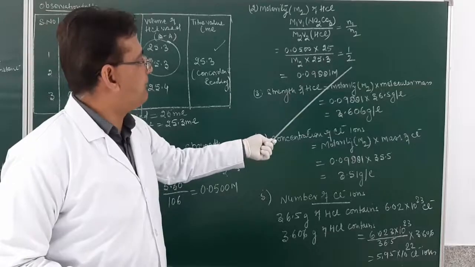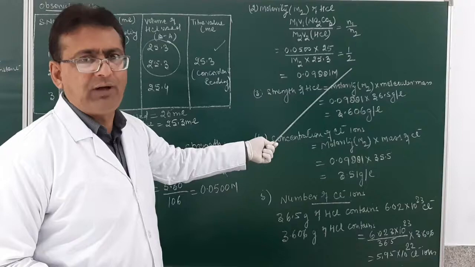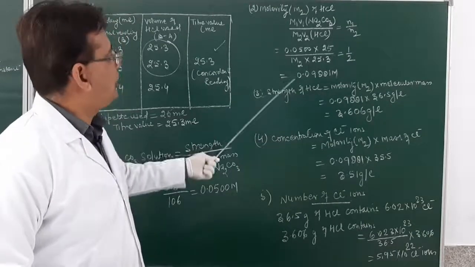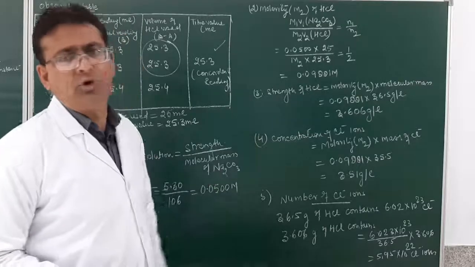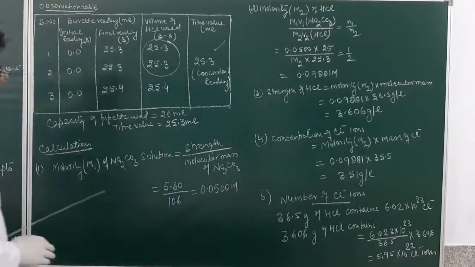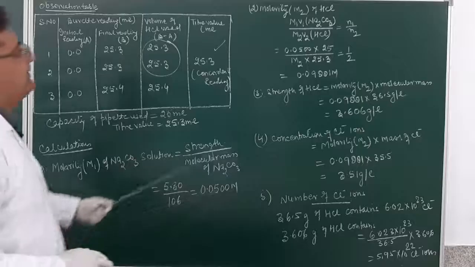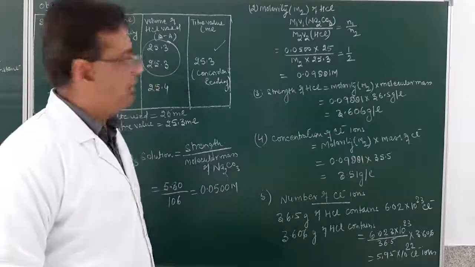This will be equal to 1 upon 2. How have I obtained 1 upon 2? From the equation given, 1 mole of sodium carbonate neutralizes 2 mole of HCl. So, molarity of HCl comes to be equal to 0.09881 molar. Both the calculations are clear, student. So, in the first calculation, we have calculated the molarity of sodium carbonate solution. In the second calculation, we have calculated the molarity of HCl solution.